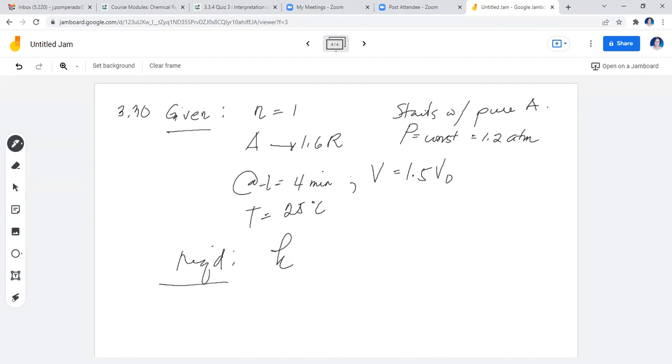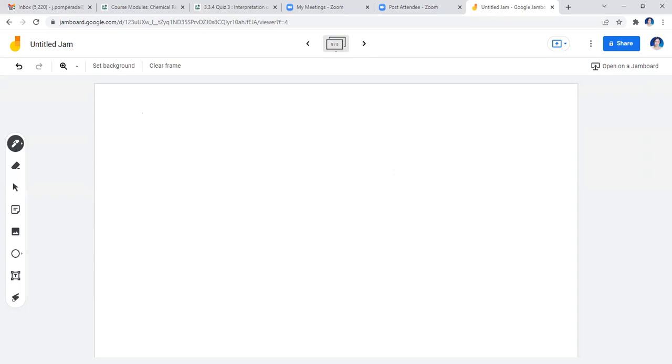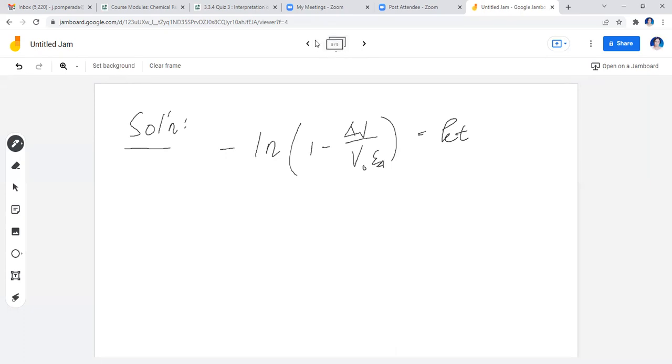So then, since this is a first order reaction, your working equation will be similar to the first one, but you have a different condition here. You are starting with pure A. So ln of 1 minus delta V over V sub O epsilon A equal to KT. So this would be our working equation. Now we'll check what we already know. There's a way for us to know this because we know the final volume. We know the time, it's stated in the problem, so we need this one. Then the only thing that we need to determine is epsilon A.